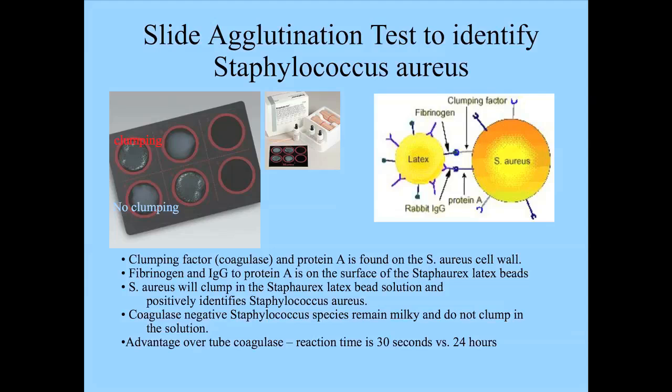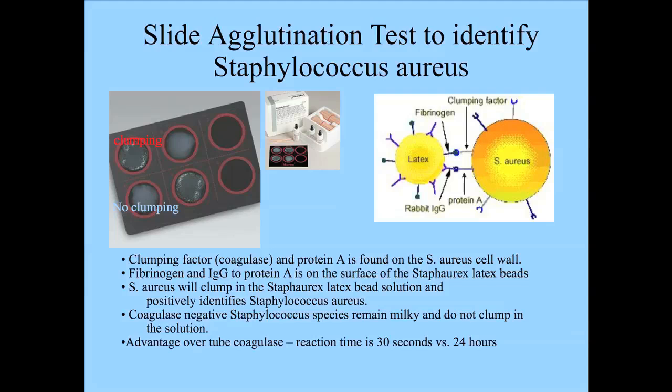This slide outlines one of them, known as a Staphylococcus test, where you have a latex agglutination particle that's bound with protein A and coagulase. The protein A and coagulase are found on the surface of the Staph aureus, and your latex bead is coated with fibrinogen and immunoglobulin to protein A. So you can actually do a slide agglutination test to determine if your organism is a Staph aureus or not.